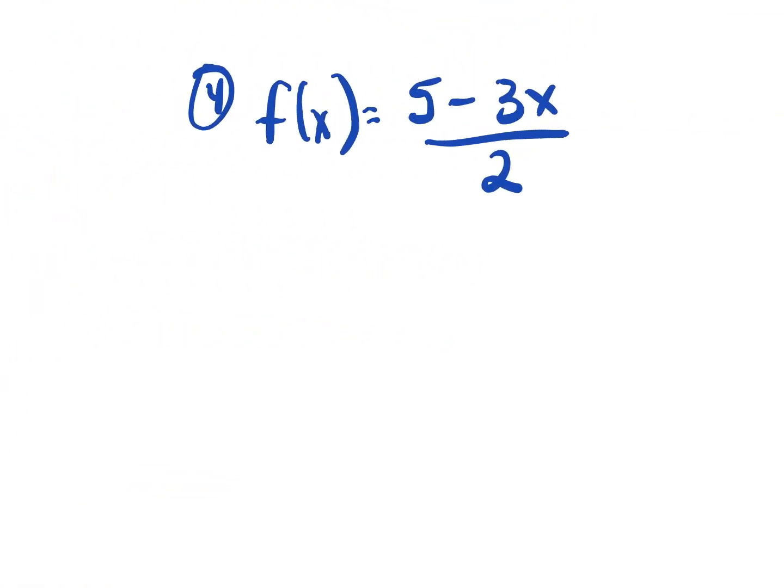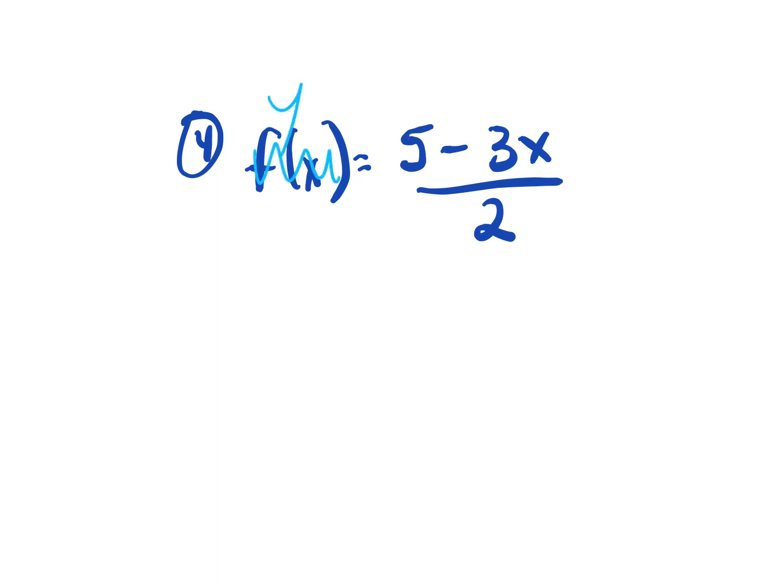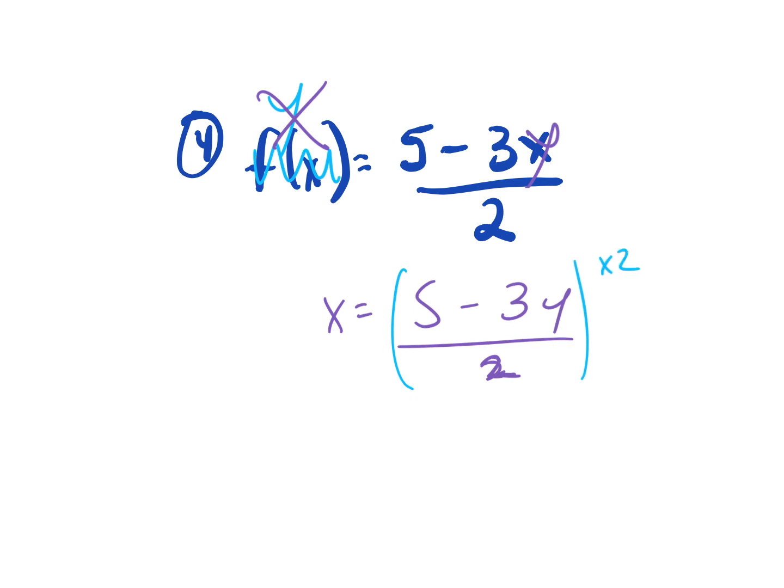All right, let's do 4. So I'm going to change f of x to be y and then flip my x and y. So I have x is equal to (5 minus 3y) over 2. What would I do first to solve for y here? Multiply by 2. So I'm going to multiply everything on the right side times 2, and x times 2. So we have 2x is equal to, now on the right side, the 2 cancels out with the 2 that's being divided. So it's 2x is equal to 5 minus 3y. The top part stays the same.